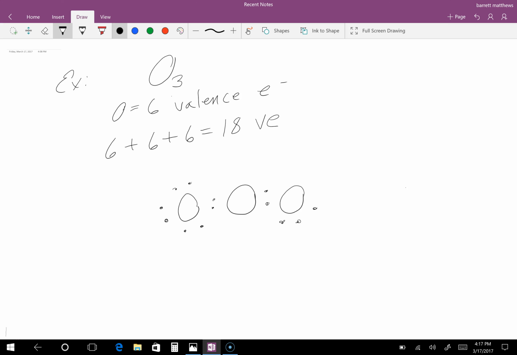So 1, 2, 3, 4, 5, 6, 7, 8, 9, 10, 11, 12, 13, 14, 15, 16, 17, 18. Now, if you begin to count, you will notice that the oxygen does not have 8. It only has 6 electrons.